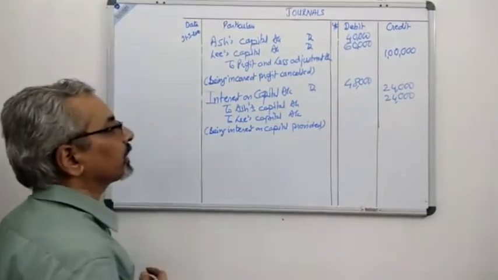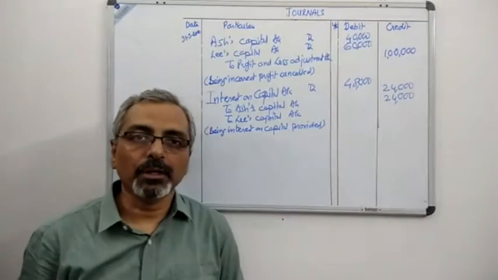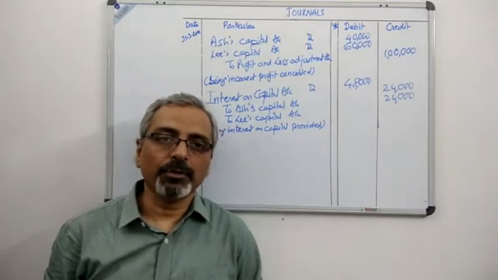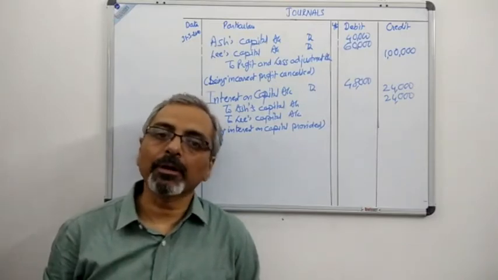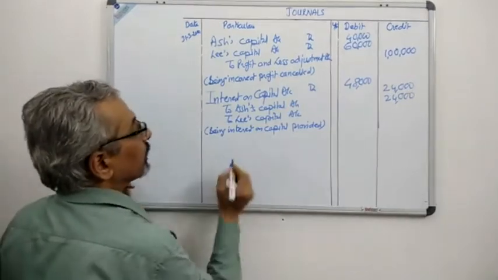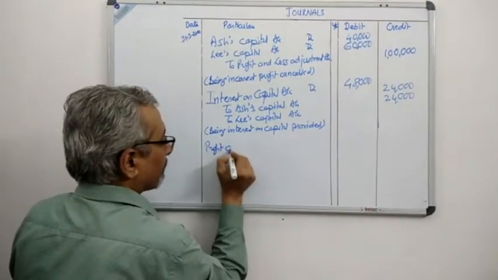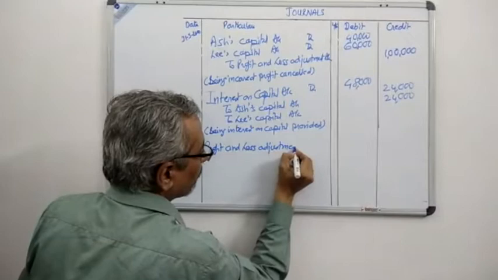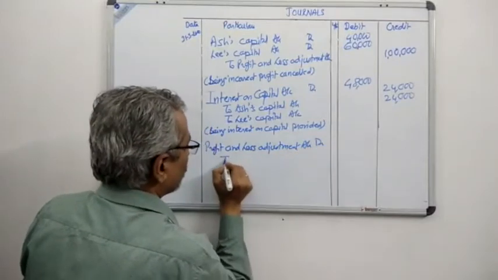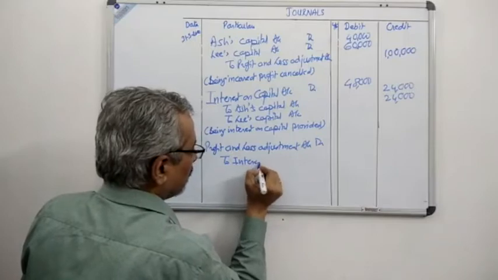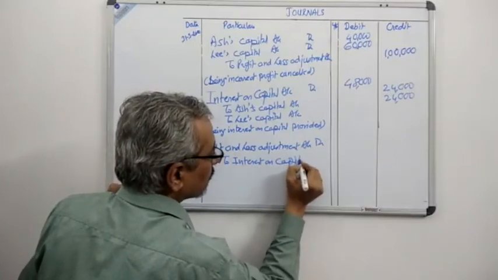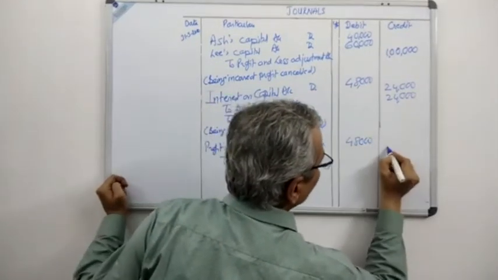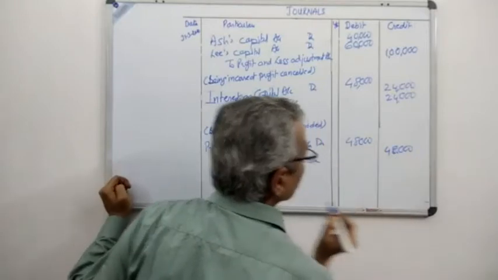Now, after that, we will transfer this interest on capital to the account which we have just now created, that is profit and loss adjustment account. So where it will be? Profit and loss adjustment account will be debited and the interest on capital account will be credited, and therefore the next journal entry is profit and loss adjustment account debit to interest on capital account. What is the amount? 48,000.